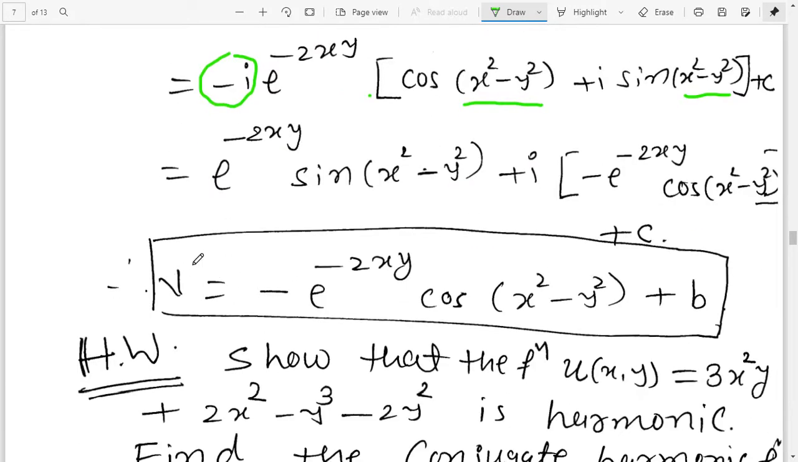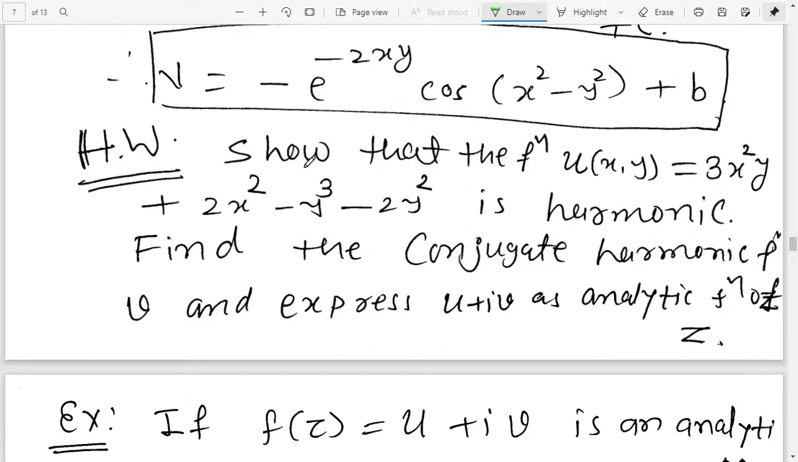So this is f(z), and v is equal to this: −e^(−2xy) cos(x² − y²) plus b.